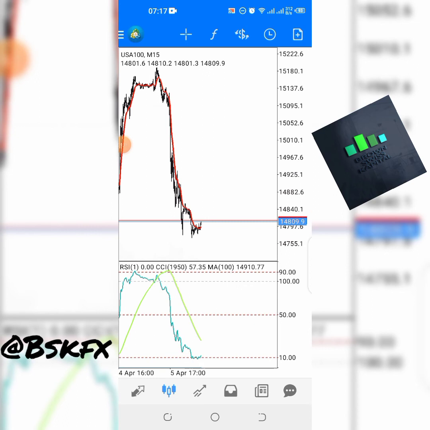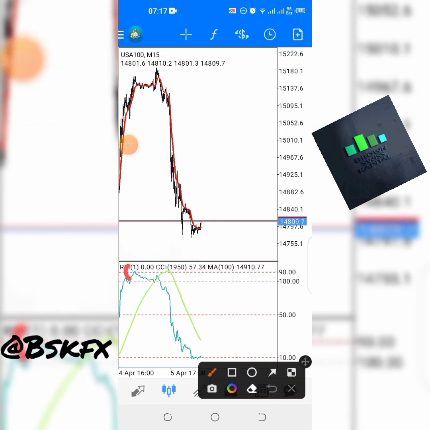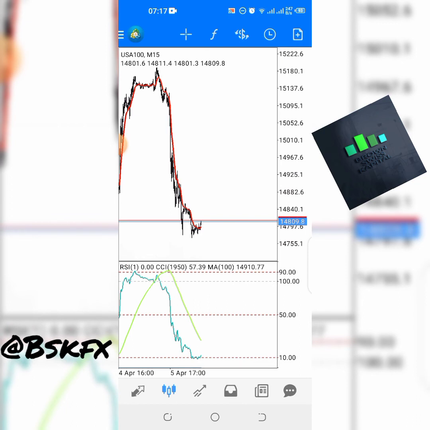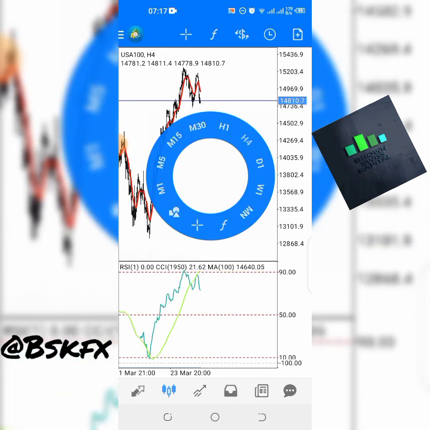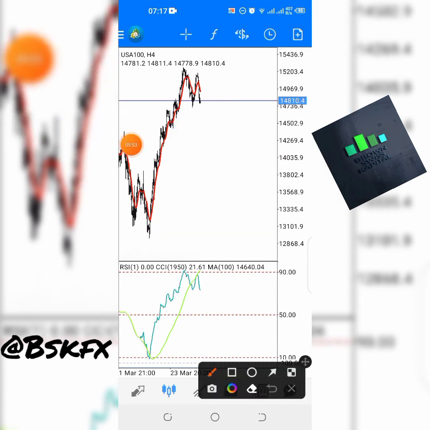That's how I called the setup. CCI at the extreme 90 level, price closes below, and you are sure that the CCI is below, then you enter. For the stop loss, I switched to 4 hours, because at that level price was around there. So I just put it above the previous high. That was my stop loss.